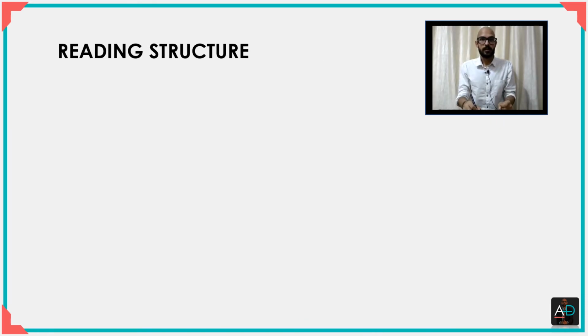So I had spoken earlier that I would be discussing reading structure with you. This is a very important concept. It's a very important foundation that you should have in order to be able to solve these questions effectively. When you understand structure, what that means is in your head you've been able to make a template.